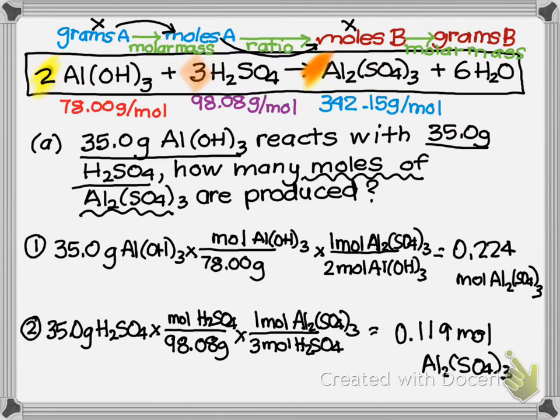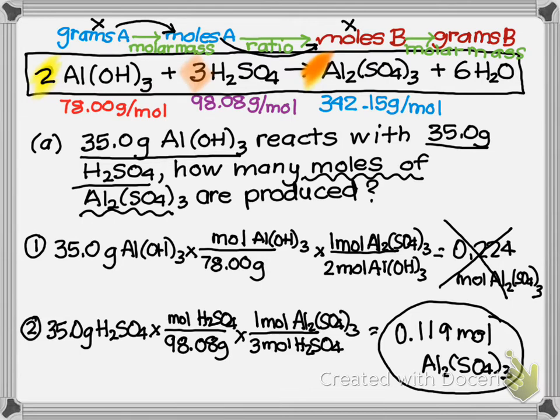Okay, so we have 2 answers. So the question says how many moles of aluminum sulfate are produced. So when you have the 2 answers, what you're always going to pick is the smaller of the 2 numbers. Because what happens is when sulfuric acid makes 0.119 moles, then it's all used up and the reaction stops. This number right here really doesn't mean anything to us right now. The only reason I did that is to be able to compare the 2 answers. So the answer here would be 0.119 moles of aluminum sulfate.